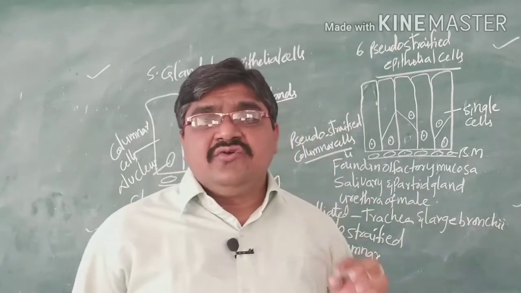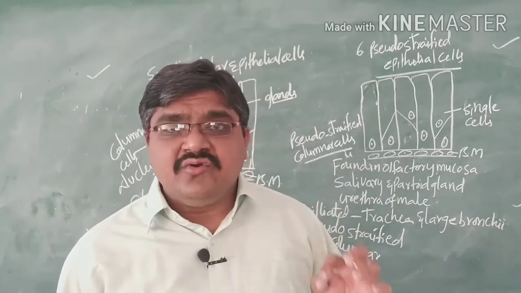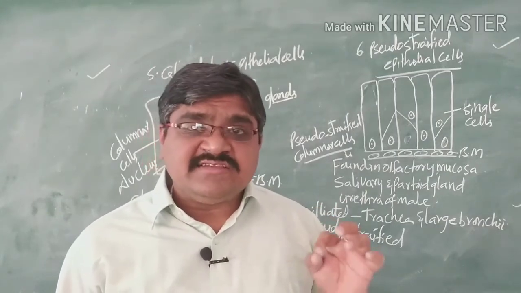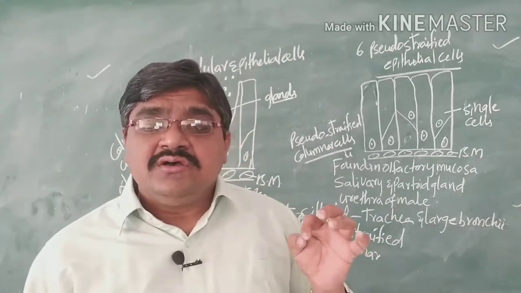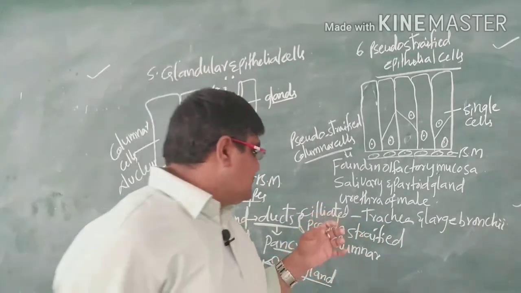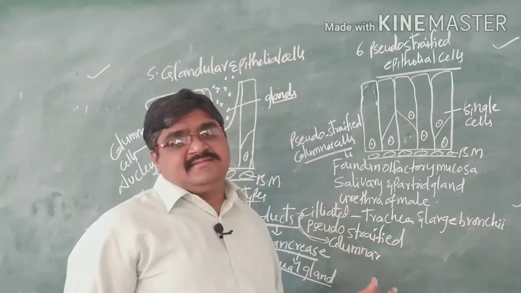So here pseudo-stratified columnar cells are divided into two types. One is pseudo-stratified columnar cells, and the second one is pseudo-stratified ciliated columnar cells.